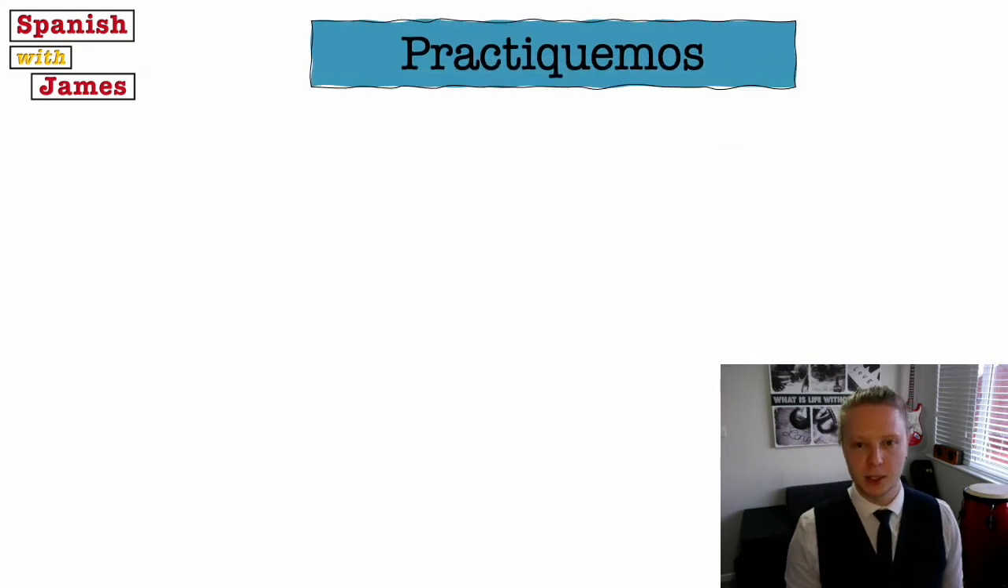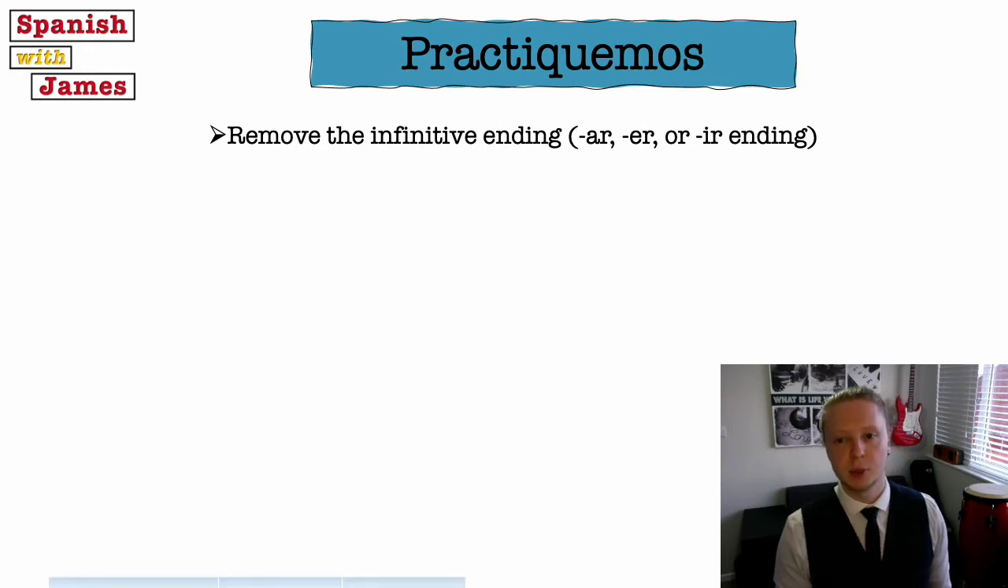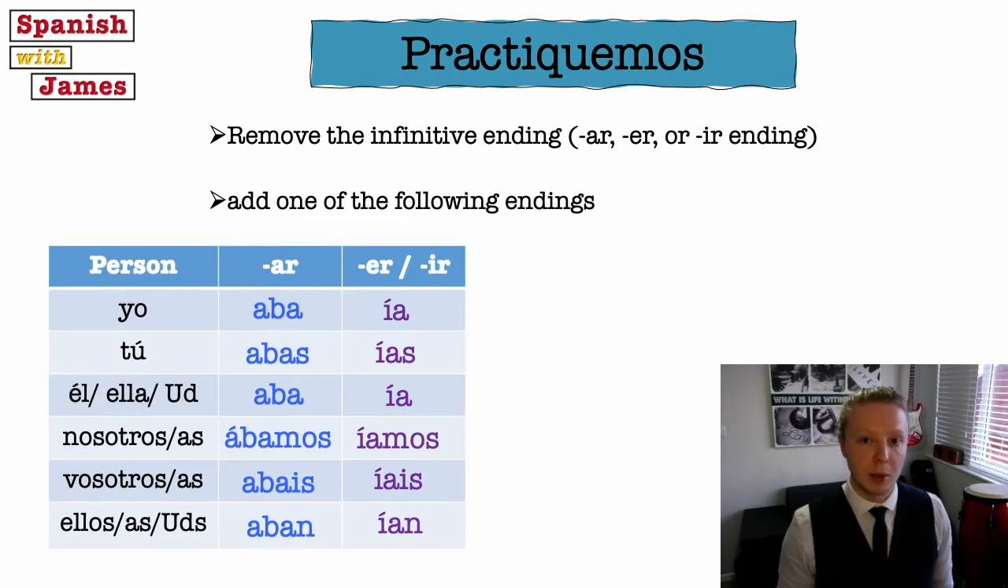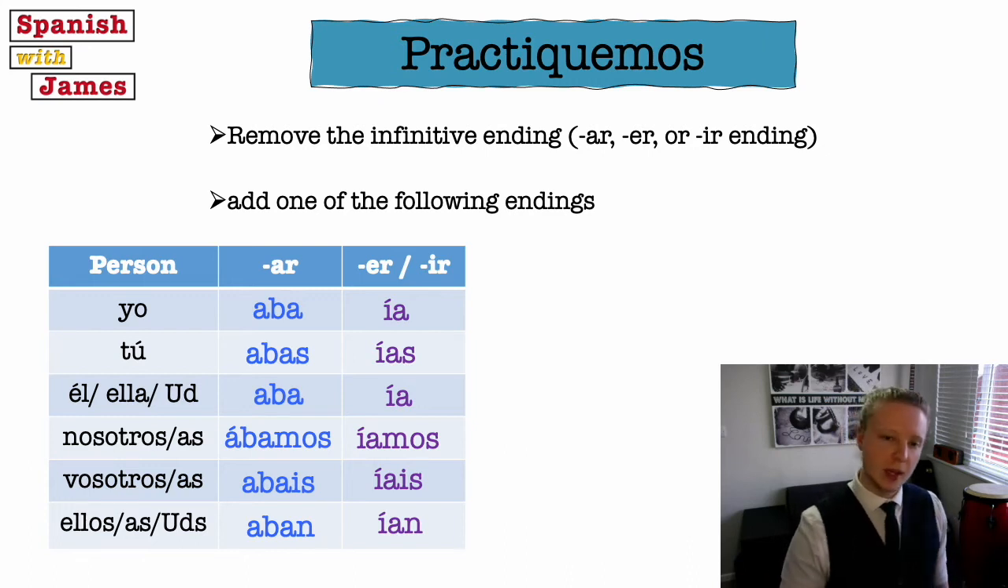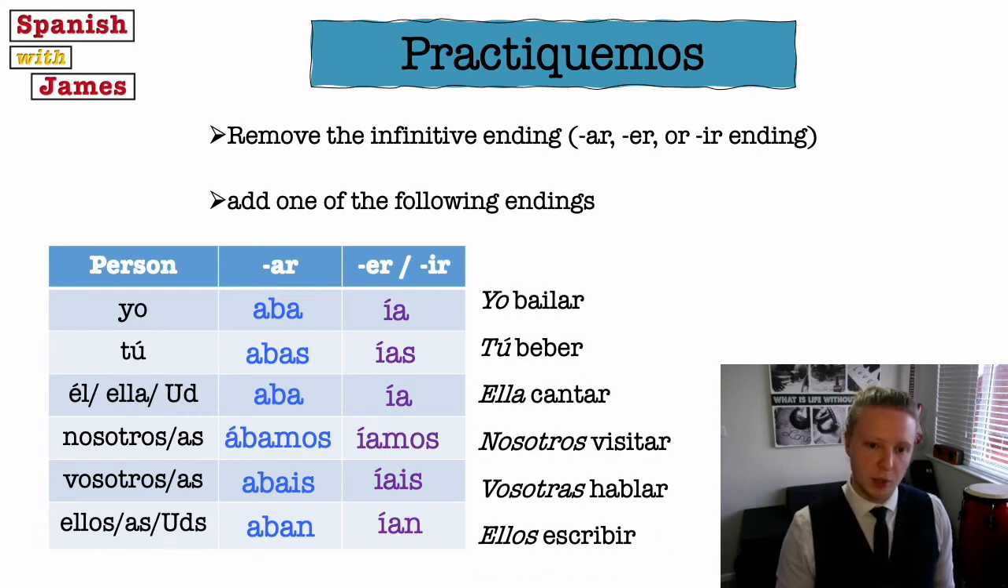Practiquemos, let's practice. Now remember to remove the infinitive ending, that's step 1, and then step 2, add one of your imperfect verb endings, the aba ones or the ia ones. So aba for AR, ia for ER and IR verbs. So here I've got some verbs that I'd like you to conjugate, and I've given you the pronouns so you know which ending to use.